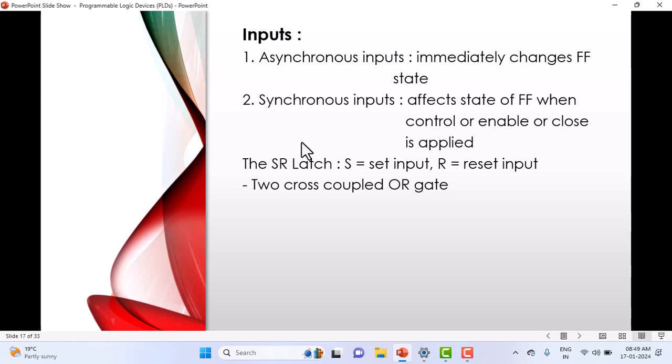X and Y, we have simply labeled them. But when you apply input, there can be two possibilities. One is synchronous input. What is synchronous input? If you remember last class, I gave an example to you. You had to assume the clock is like a train, and inputs are nothing but just like passengers.